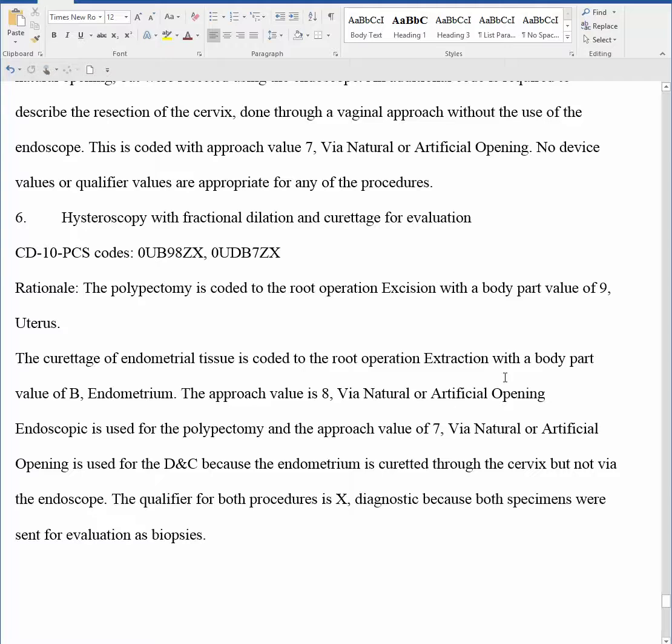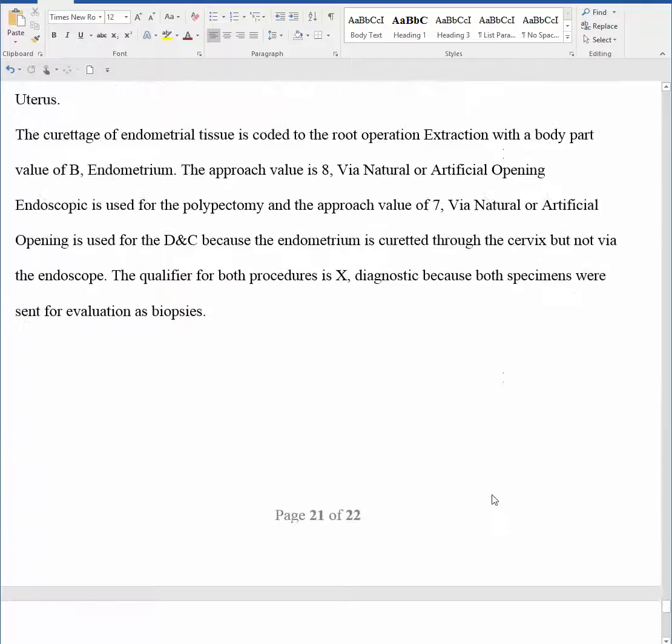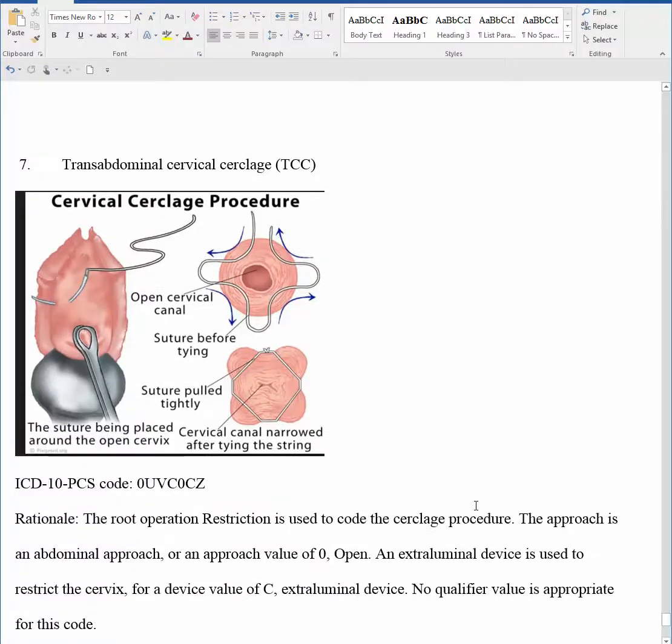You have to really get that in your head that when we're looking at these endometrial removals or endometrial biopsies, we're going to be using the root operation extraction. Next one is transabdominal cervical cerclage. Typically, this is done on a patient who's pregnant and there's some risk or high risk of her going into labor early, so they're closing off her cervix.